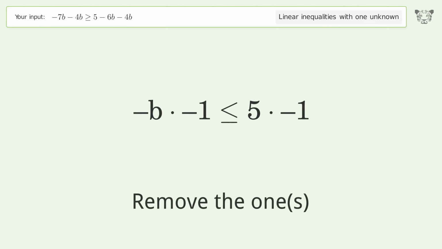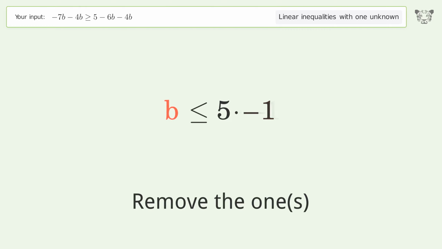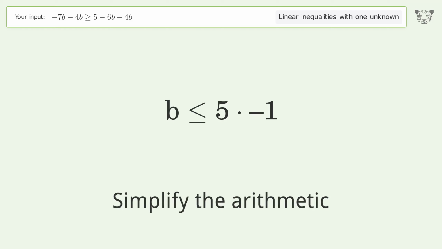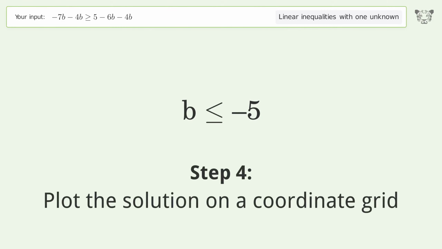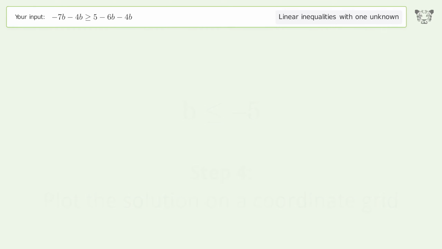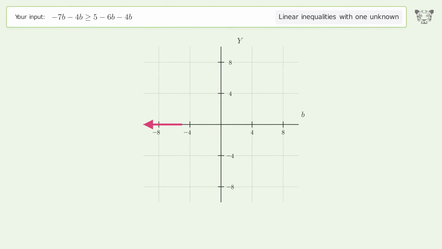Remove the ones. Simplify the arithmetic. Plot the solution on a coordinate grid. And so the final result is b equal or smaller than -5.